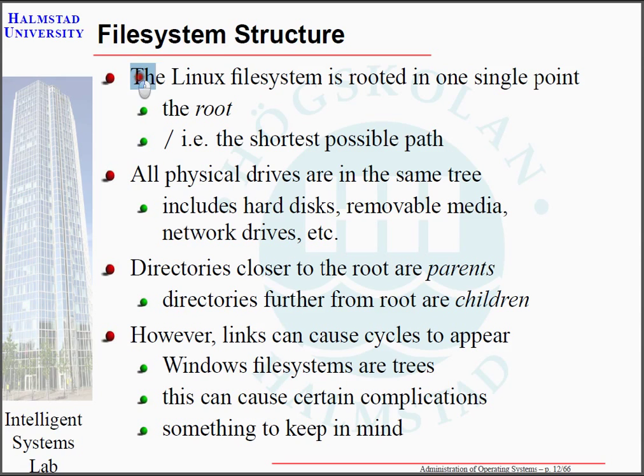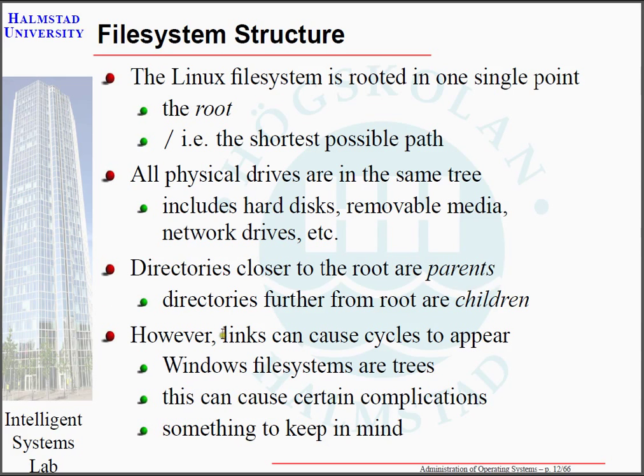The important thing about the Linux file system is that it's rooted in a single point. So there is no concept of drive letters as in Windows. There is always a single file system root, which is the shortest possible path, the single slash. And all the physical drives are within the same tree, all the hard drives, all removable media, network drives, and so on. And that makes it really easy to define parents and children. Basically, all the directories that are closer to the root are parents, those that are farther away are children.